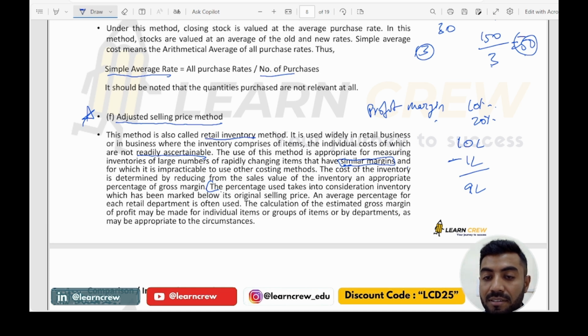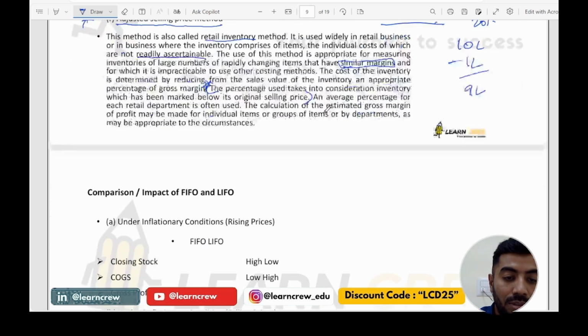The percentage used takes into consideration inventory which has been marked below its original selling price. An average percentage for each retail department is often used. The calculation of estimated gross margin of profit may be made for individual items or groups of items or by departments as may be appropriate to the circumstances. Adjusted selling price method is basically nothing but a profit margin. From the exam point of view, this is the method which they'll ask you, practical, not theory. And this is an important adjustment: the percentage used takes into consideration the inventory which has been marked below its original selling price. Done. We'll go to the next topic.